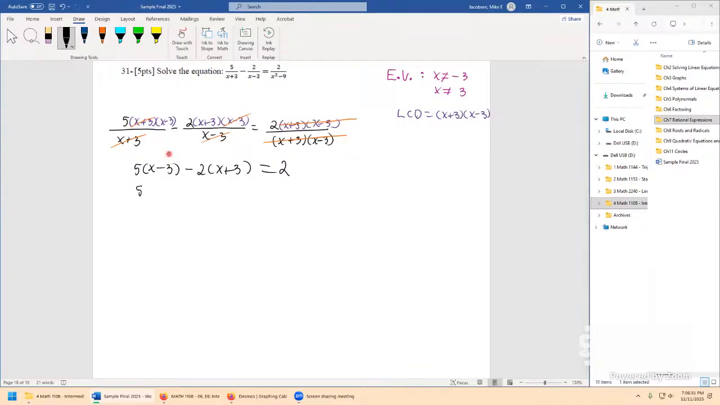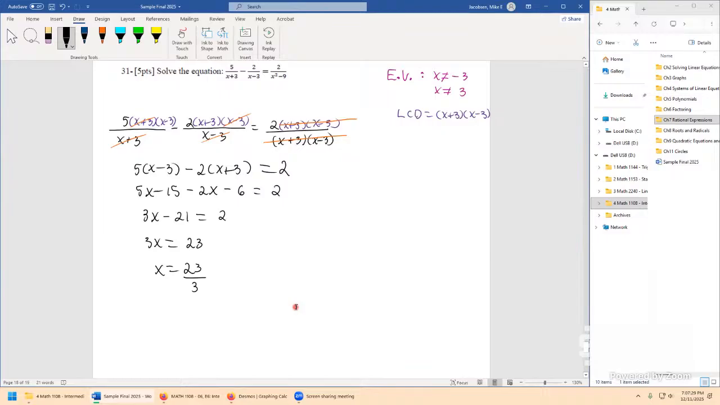Next, we can distribute: 5x minus 15 minus 2x minus 6 is positive 2. Combine our like terms, we have 3x minus 21 is 2. So add 21 to both sides. 3x is 23. Divide by 3. 23 is prime, so right at this step, x is 23/3. The whole problem is over. This is not an excluded value. We have the whole list up here to compare it against. So this is the unique solution to this problem here.